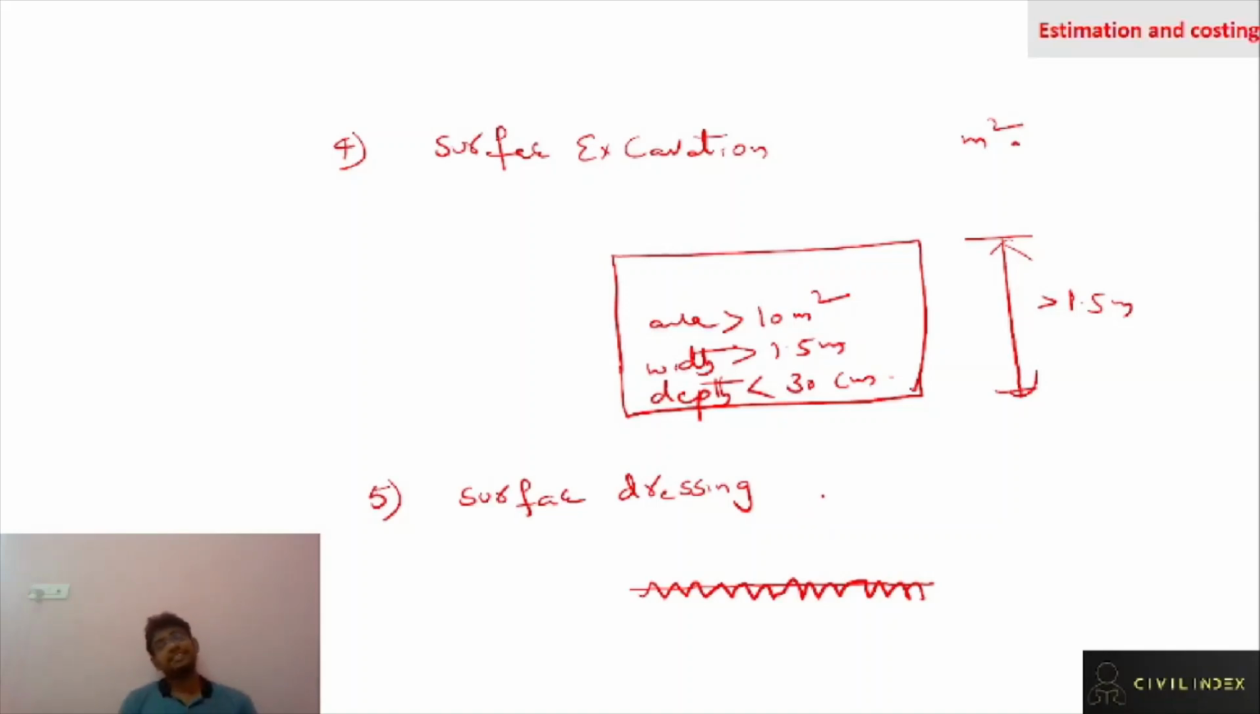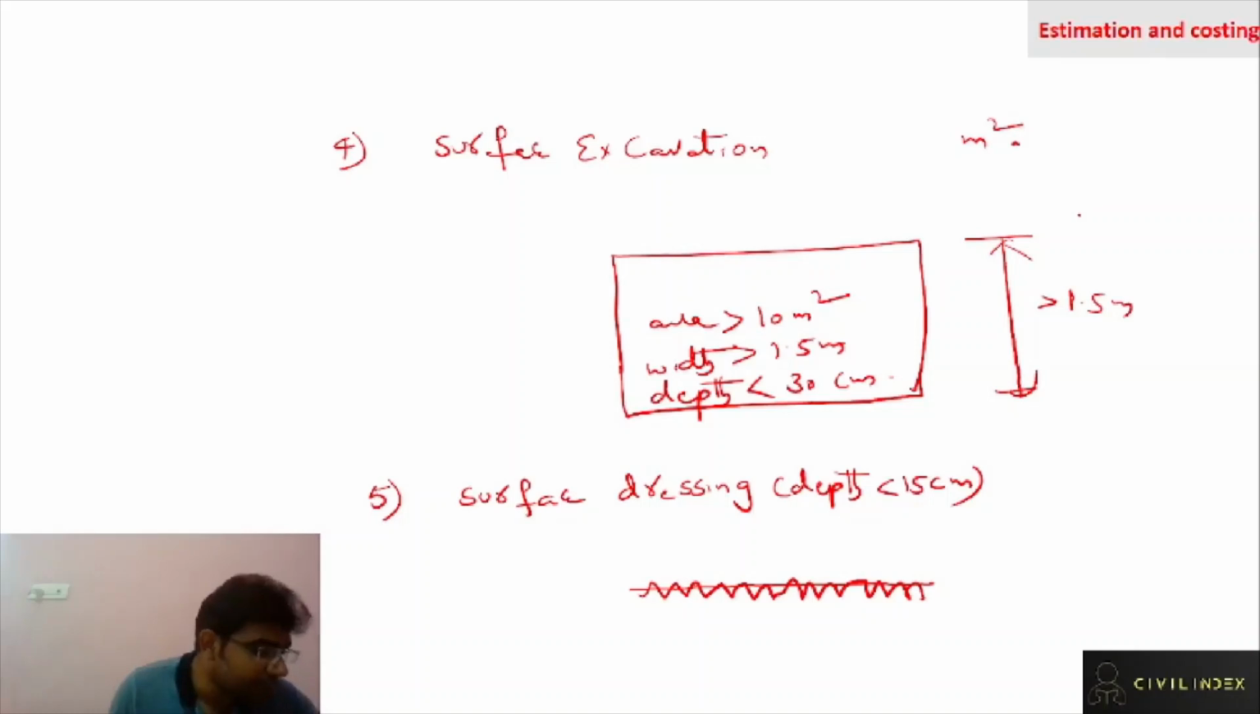If the depth is less than 15 centimeters, then it is called surface dressing. And tell me, what are the units of measurement for surface dressing? What are the units of measurement? Tell me. Square meter. Very good, guys. So for the fourth one, surface excavation, the depth should be less than 30 centimeters. For surface dressing, the depth should be less than 15 centimeters.